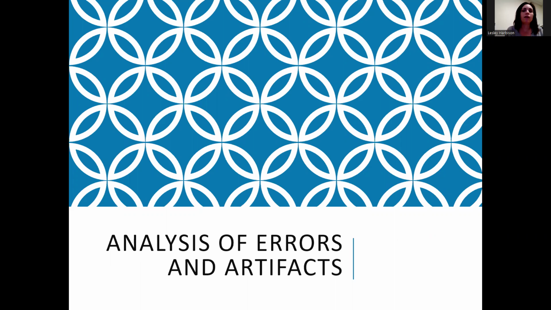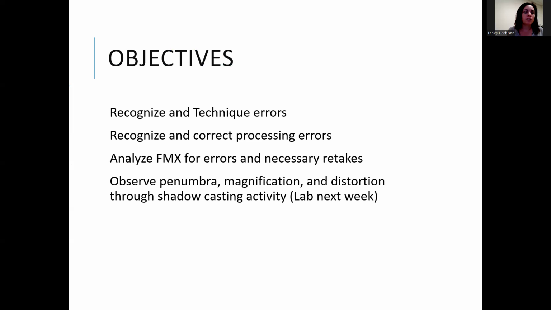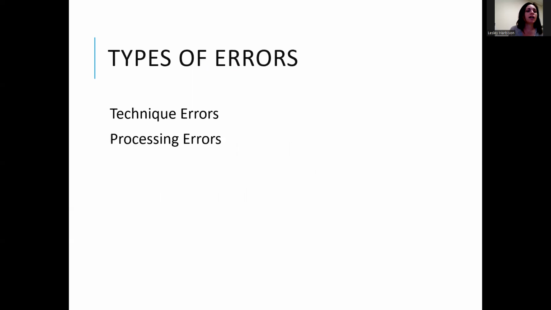So this was dealing with the traditional films and the errors that can be seen. So recognizing technique errors, recognizing the correct processing errors, and analyzing FMX for errors and necessary retakes, although we're not really going to discuss that too much because we've talked about it a lot. And then observing things like penumbra, magnification, and distortion through the shadow casting activity. Well, we already did that. So some of these objectives aren't going to be covered in these slides that I'm just going to re-record.